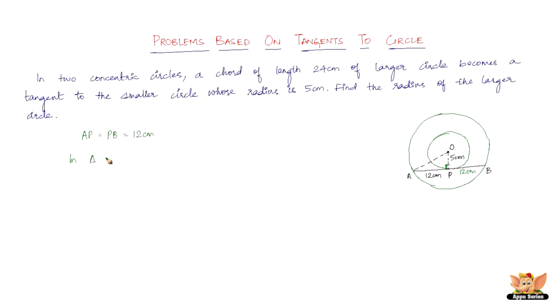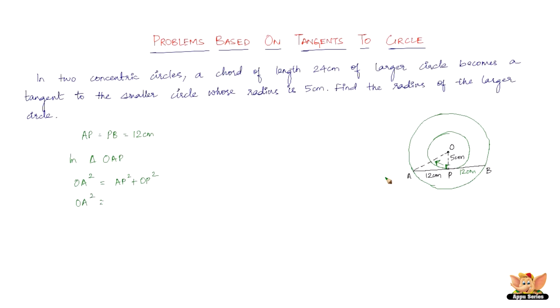So now, in the triangle OAP, this is a right angle triangle, right? Since the right angle is here, the hypotenuse is the side opposite to the right angle, which is OA. So the hypotenuse square, that is OA square, equals the sum of the squares of the other two sides. So OA square equals AP square plus OP square. What we have to find is OA, because OA is the radius of the bigger circle, and that is the question also. And the given data is 5 centimeters, the radius of the smaller circle, and 12 centimeters, the length of AP. So we need to find OA.